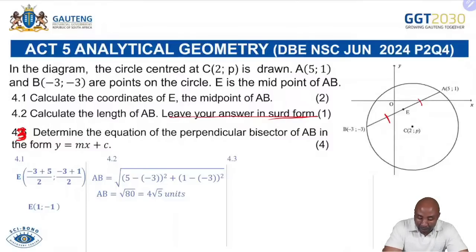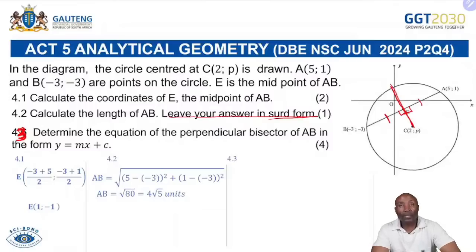Determine the equation of the perpendicular bisector of AB in the form y equals mx plus c. Perpendicular bisector to AB. So it means we want the equation of this line here, CE, and it goes all the way. We know that the angle here must be 90 degrees for it to be a perpendicular bisector. A line from the center, perpendicular to a chord, bisects it.